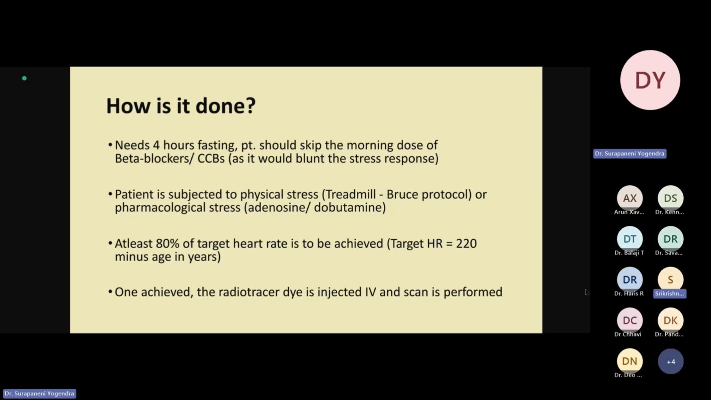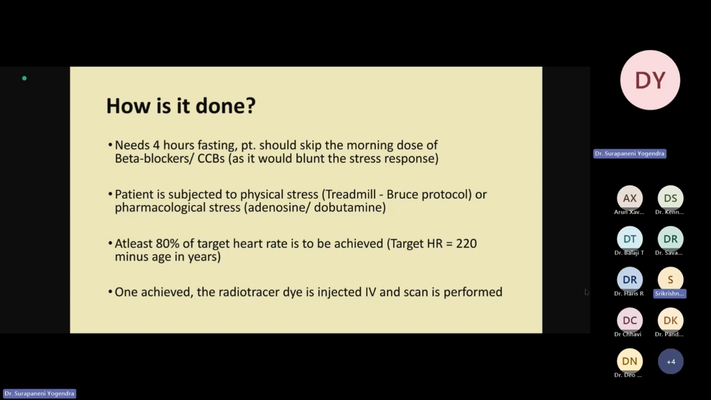So target heart rate is 220 minus age in years. Once achieved, the radiotracer dye is injected intravenously and the scan is performed. The scan takes about 5 minutes and will give the stress images. The patient is asked to rest for about 1 hour and then the dye is re-injected and rest images are taken.